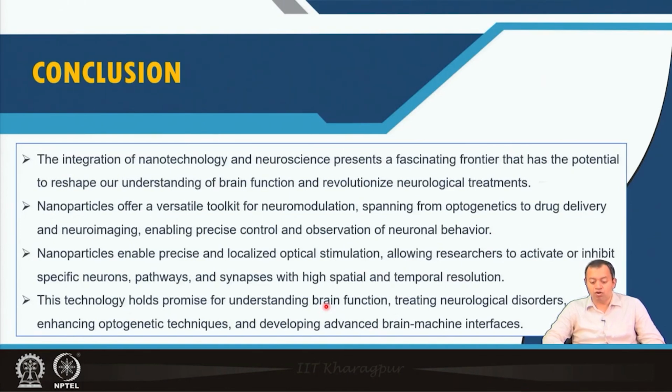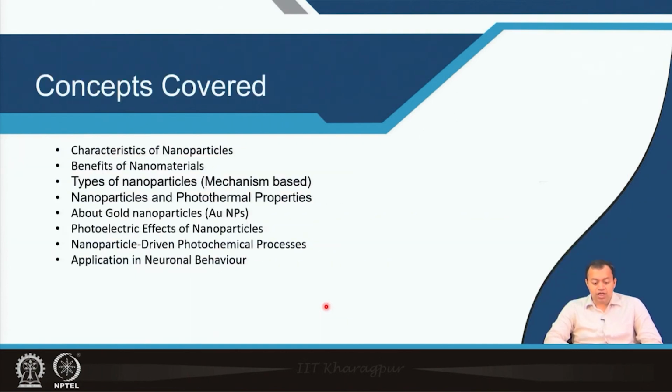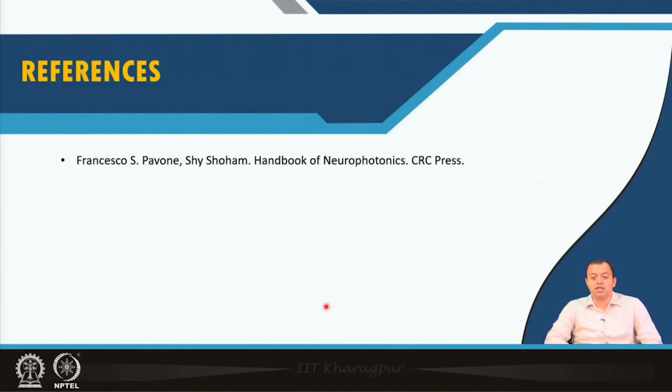The integration of nanotechnology and neuroscience presents a fascinating frontier that has the potential to reshape our understanding. The more people such as you come and work at the interface of nanotechnology and neuroscience, nano-neuroscience, think how fascinating it would be, where not only will you understand the brain from a comprehensive standpoint, but you will also be able to manipulate it using nanotechnological materials, tools, instruments, etc. Right. So, these are the concepts covered and these are my references.